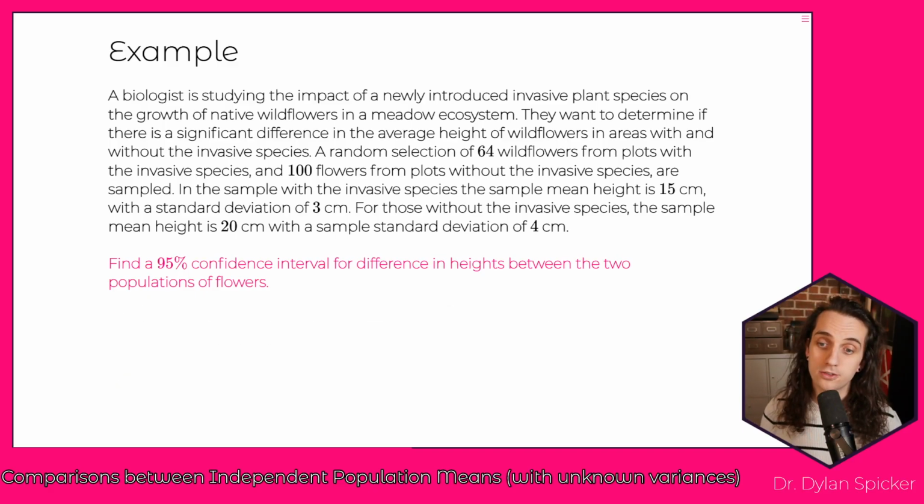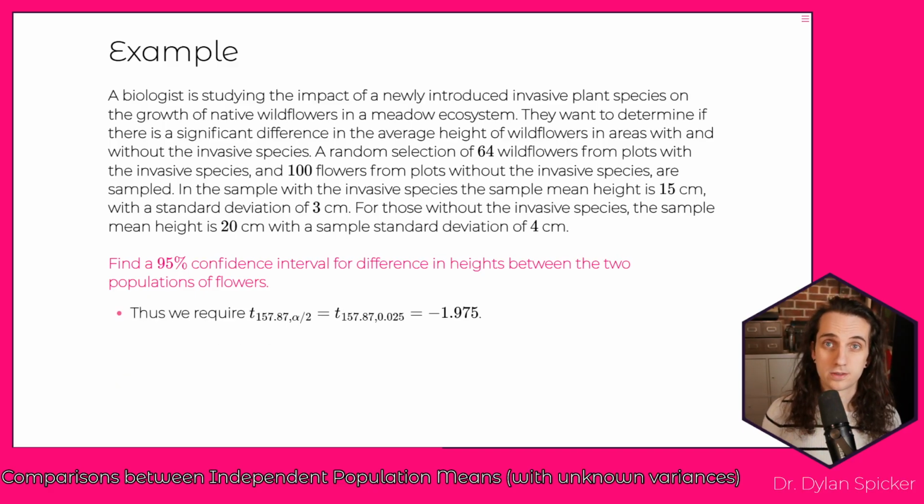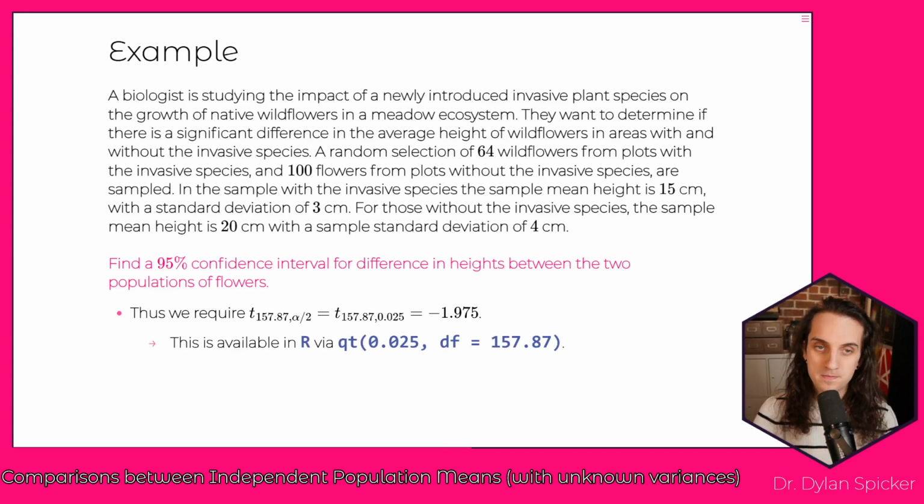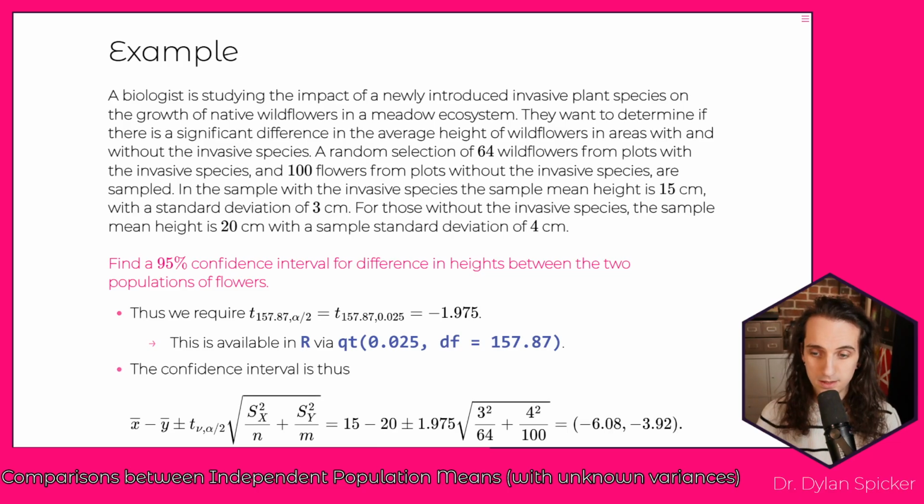If we want to then find our critical value, we're going to need to turn towards statistical software, right? So we want the alpha over 2 critical value, the 0.025 critical value from this distribution. If we wanted to get that using R, we can use the qt function, the quantile from the t-distribution. We want the 0.025 value, and for degrees of freedom, so df here is equal to 157.87. If you plug that in, you get negative 1.975 here.